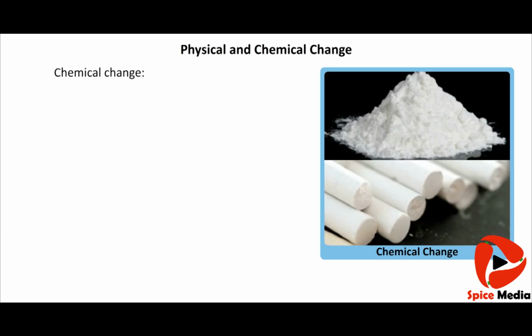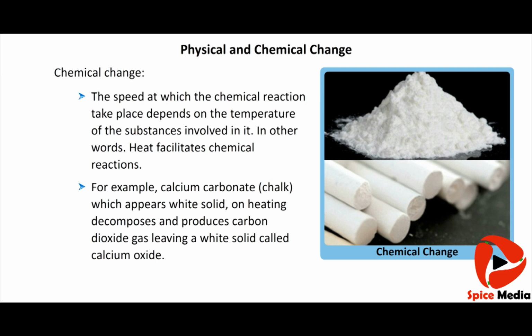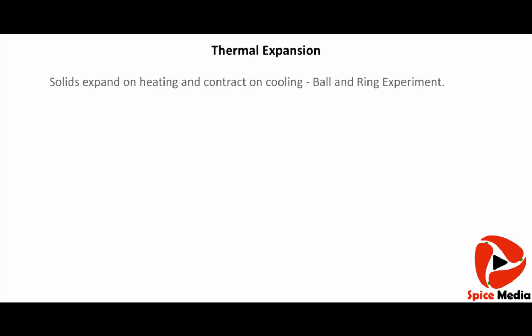Chemical change. The speed at which a chemical reaction takes place depends on the temperature of the substances involved in it. In other words, heat facilitates chemical reactions. For example, calcium carbonate, which appears as a white solid, on heating decomposes and produces carbon dioxide gas, leaving a white solid called calcium oxide. Let us discuss one more effect of heat called expansion.